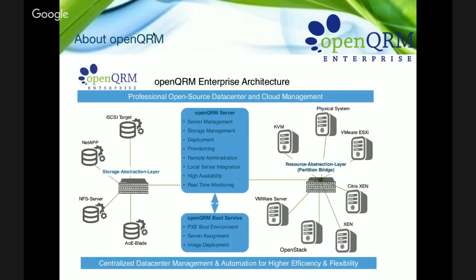The same we have on the left side. This is the storage abstraction layer. So any type of storage, if it's distributed, clustered storage, or any type of NAS or SAN-based storage, can be easily used and attached to OpenQRM via the storage abstraction layer and then fully transparently managed and automated by OpenQRM.